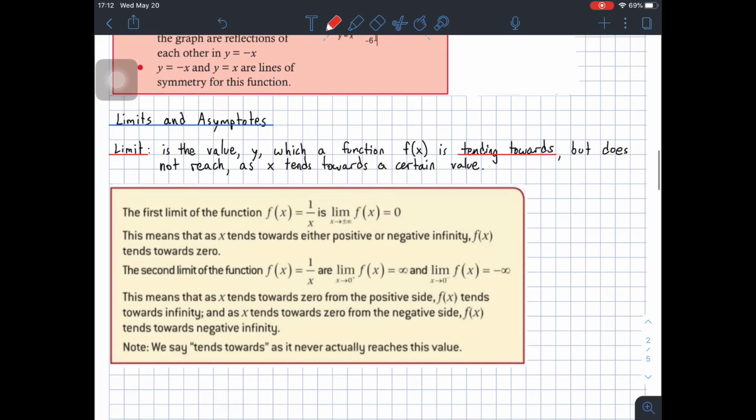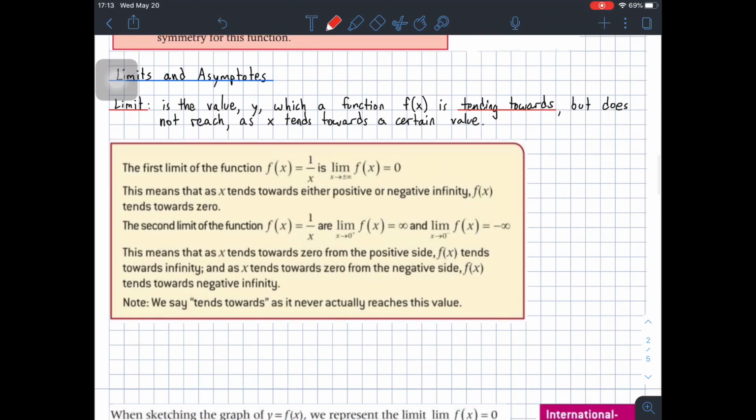So a limit is the value y which a function f of x is tending towards or approaching, but does not reach, as x tends or approaches a certain value. So that's the concept of a limit. It is very related to the concept of asymptote.